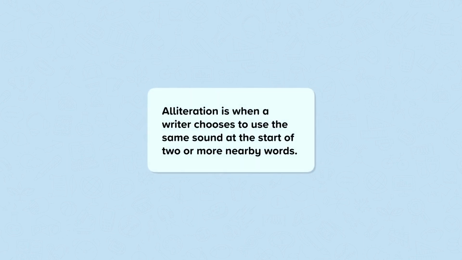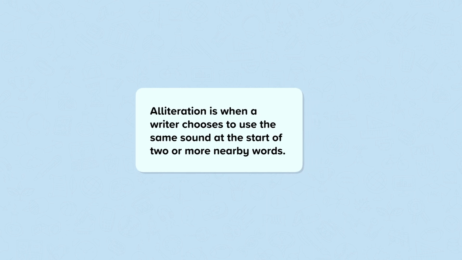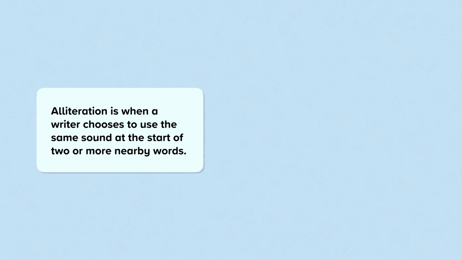In this nugget, we're going to learn about alliteration. First, we're going to learn what alliteration is. Alliteration is when a writer chooses to use the same sound at the start of two or more nearby words. Now, let's look at some examples of alliteration.